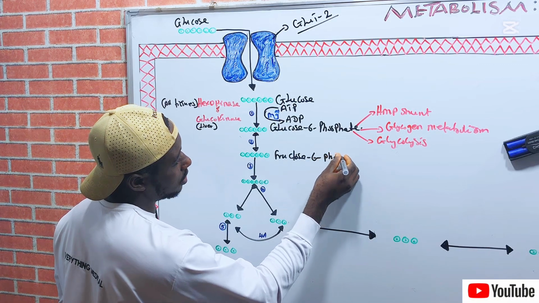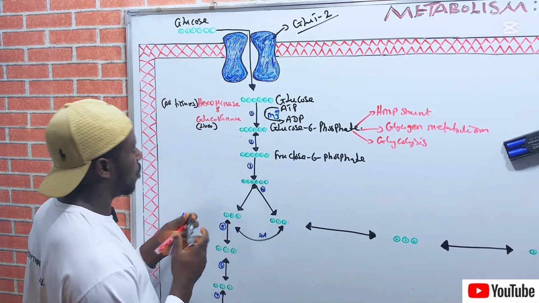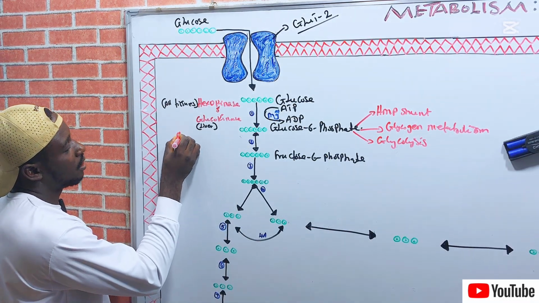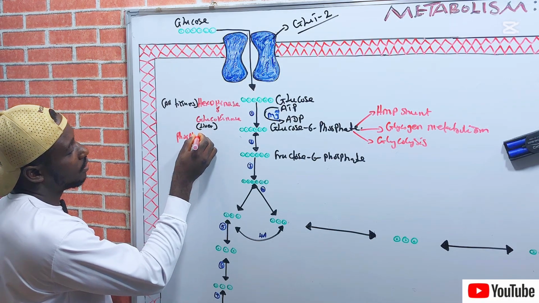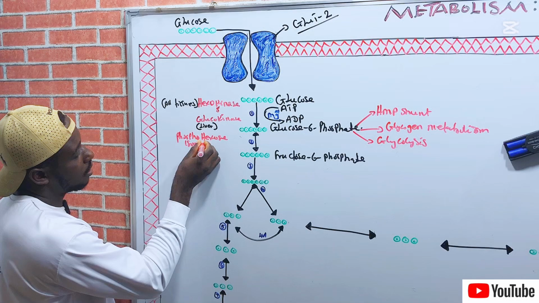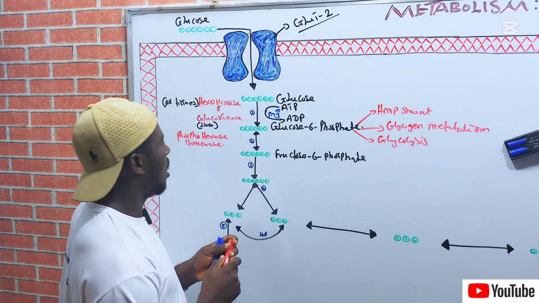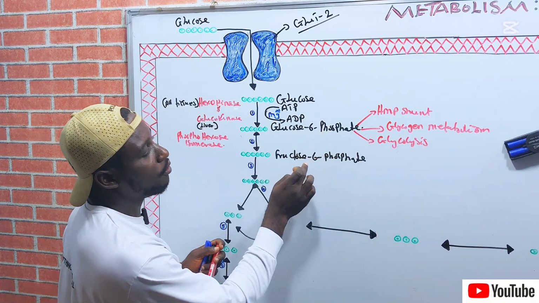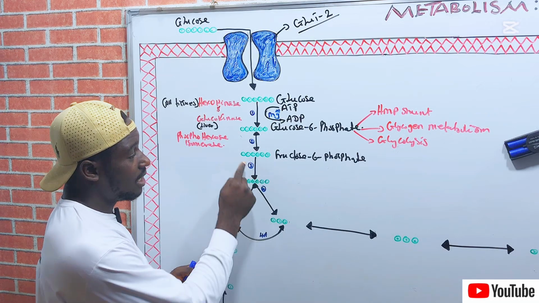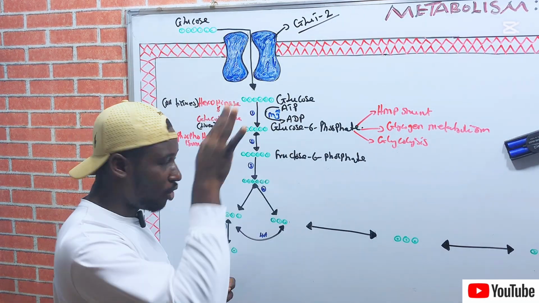Fructose phosphate will be generated by an enzyme called phosphohexose isomerase. It is this enzyme that will isomerize glucose phosphate to form fructose phosphate. They still maintain that 6 carbon atom. You can see 1, 2, 3, 4, 5, 6. They are still hexose sugar.